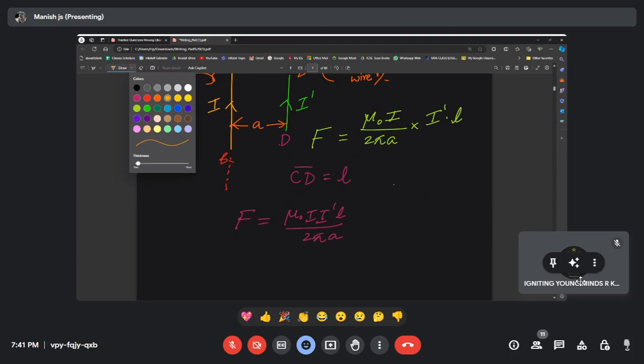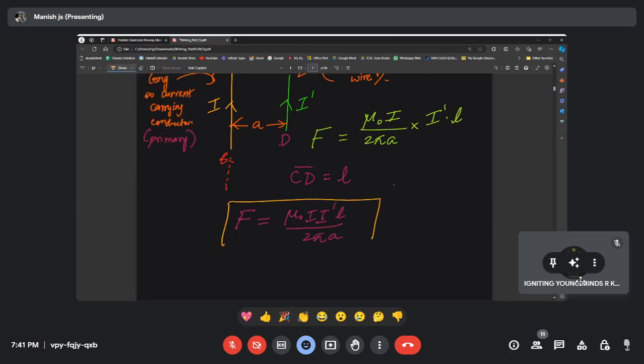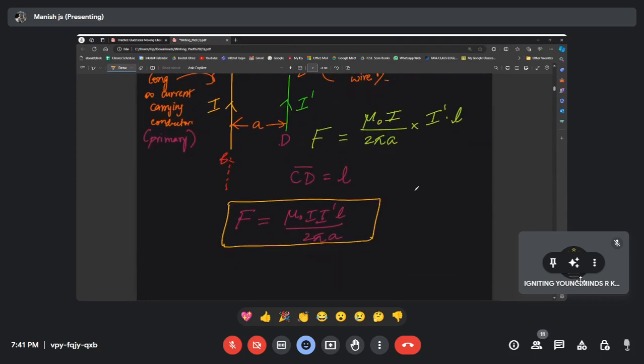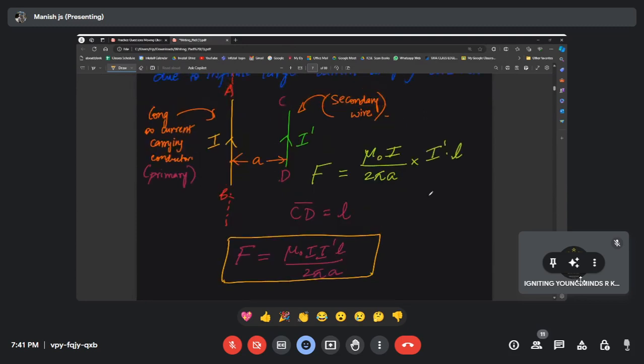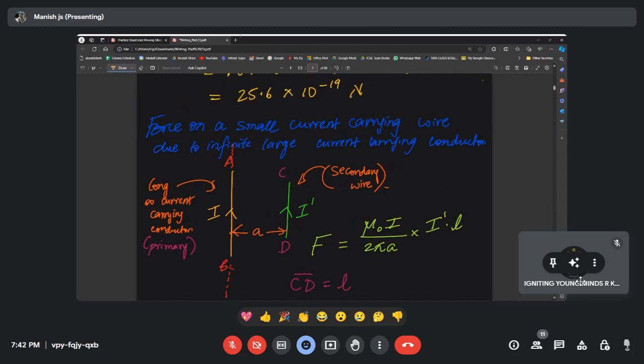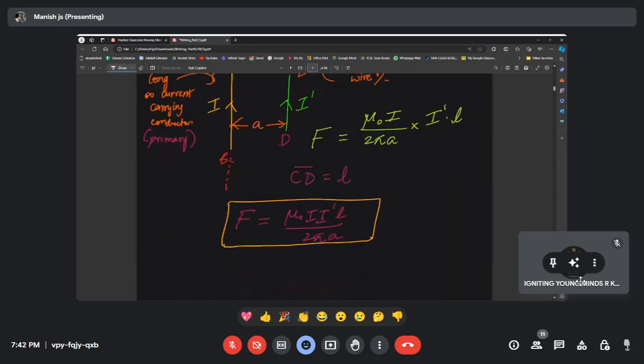This formula is very important for us. Whenever you have two conductors present at a finite distance, you can find the force experienced by the short conductor with respect to the long one using this relation. I hope this part is clear. This is the first case, so let me call this case one. We have different cases for this. Now we are moving on to the next case.